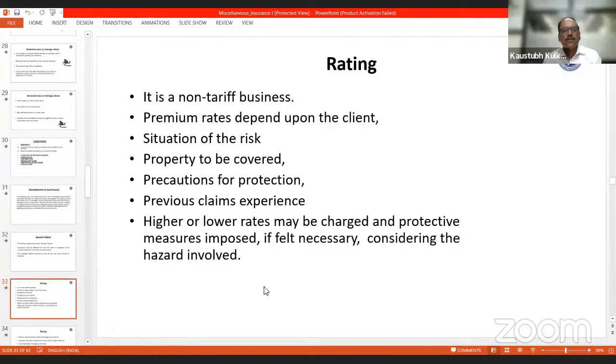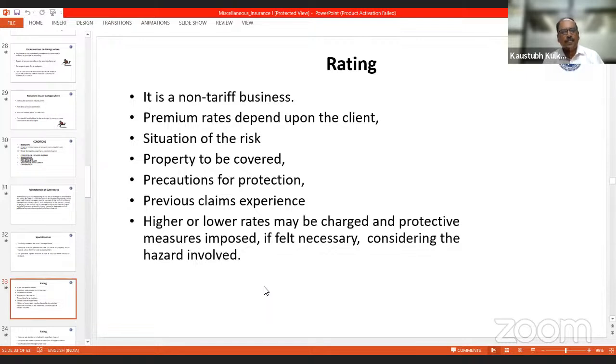But if the property is loose and in huge quantity, or the property has higher weight, so that one cannot lift it by 2 or 3 persons at a single point, those are good risks and the rating will be lower. The premium will be less.